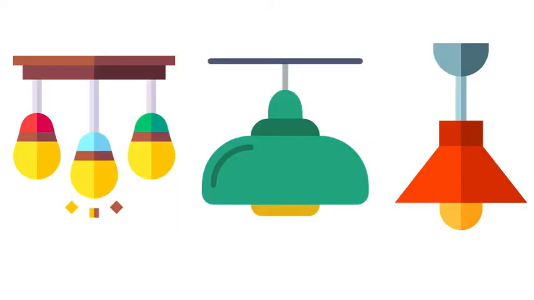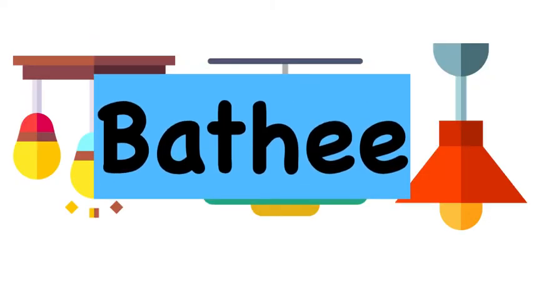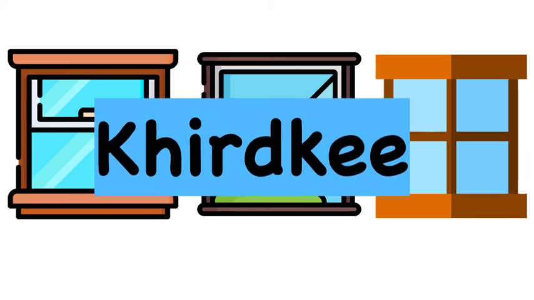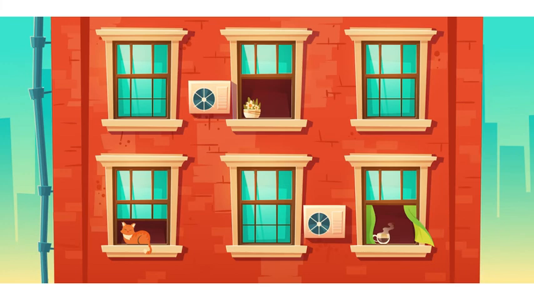What's light in Hindi? Batti. What's window in Hindi? Khidki. These are red curtains, right? And what's curtain in Hindi? Parda. Look at all these windows. What's window in Hindi?